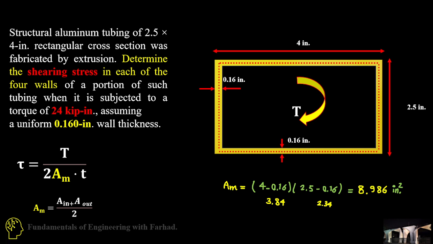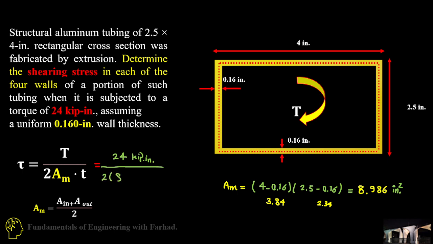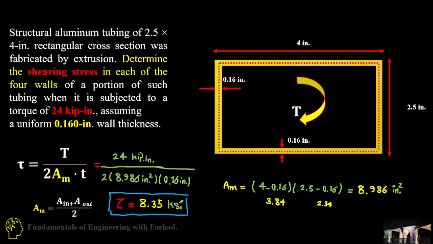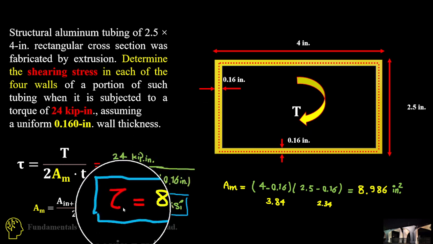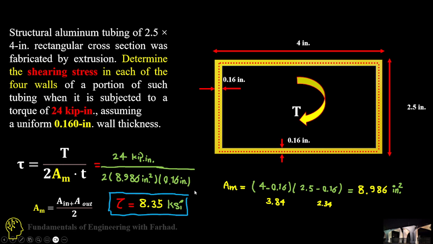And as soon as we have that, we plug A_m into our equation, and you can easily get your tau value, which is equal to 8.75 kips per square inch. We'll solve more problems. Thank you.